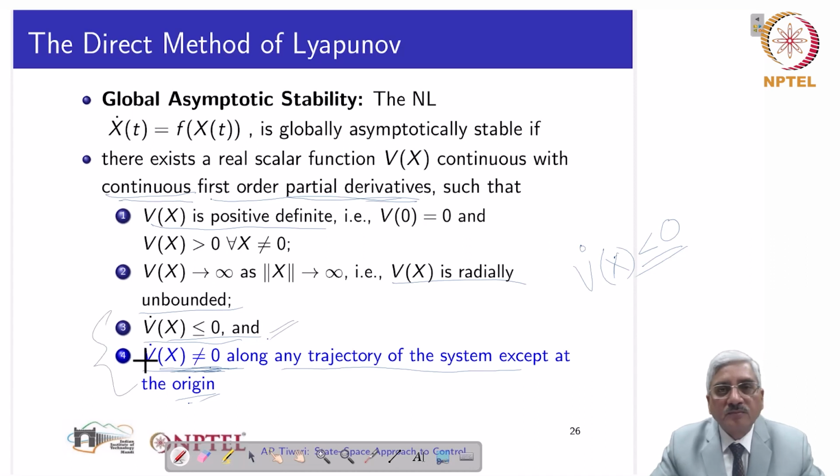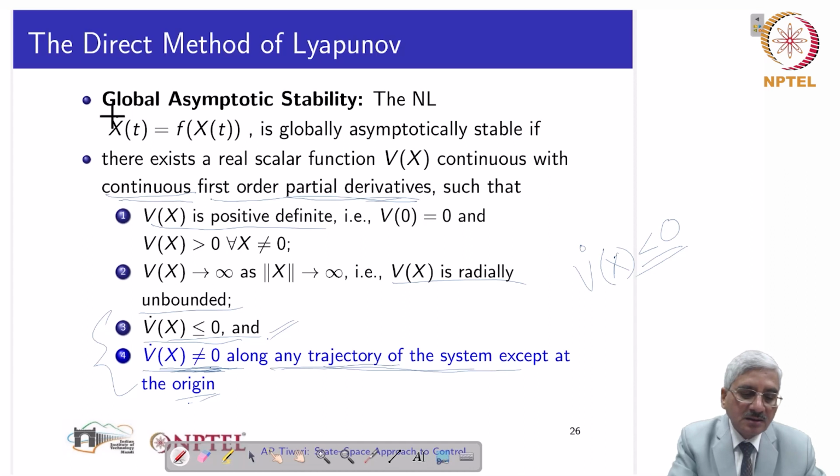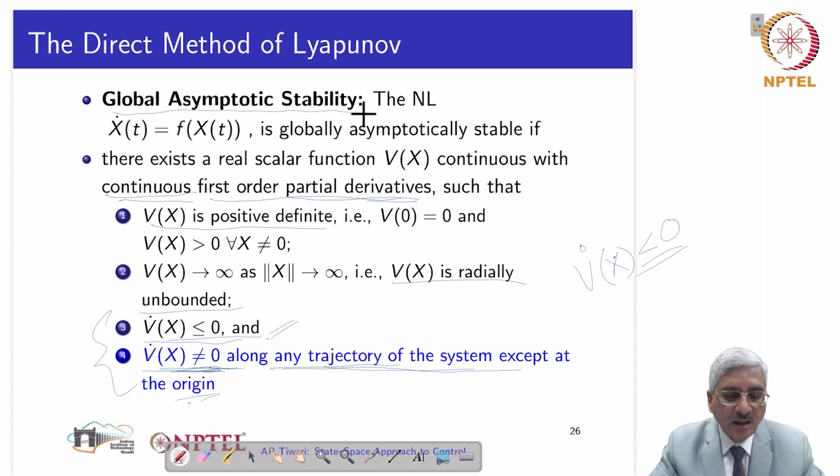these two together, that V dot x is negative semi-definite, with the condition that it is negative and non-zero at any point x which is not on the trajectory of the system other than the origin of the state space. Then the system will have the characteristics of global asymptotic stability. So essentially this definition should be identical to the definition of stability in the neighborhood of the origin.